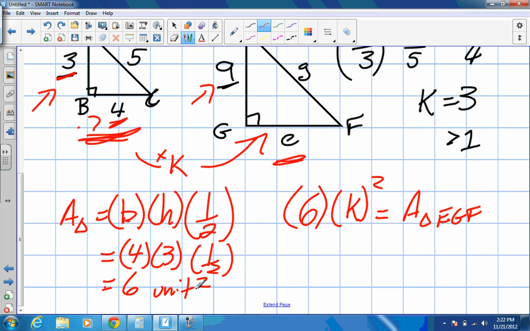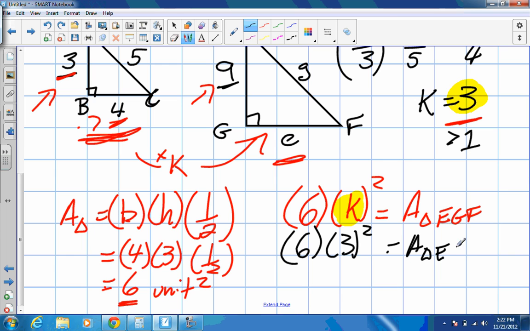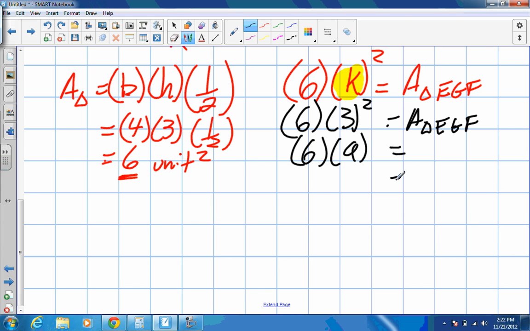Well, since the scale factor is 3 here, okay. We're going to replace the K with 3, being our scale factor, and we're going to get 6 times 3 squared is equal to the area of the other triangle, EGF. Okay? Well, what's 3 squared? 6 times 9? 54, there we go. 54 units, okay? So, the area of the other triangle is 54 units squared.